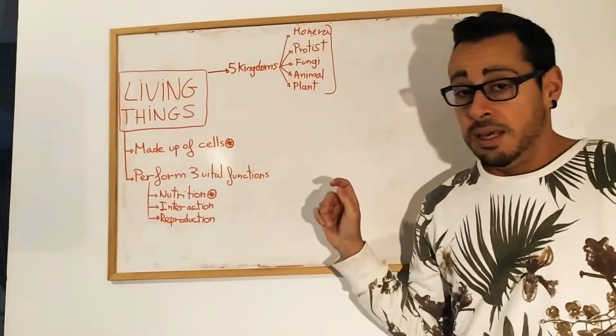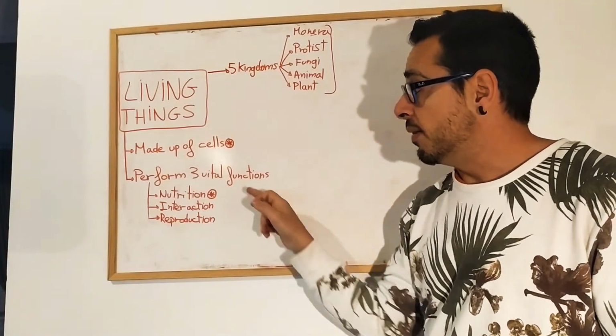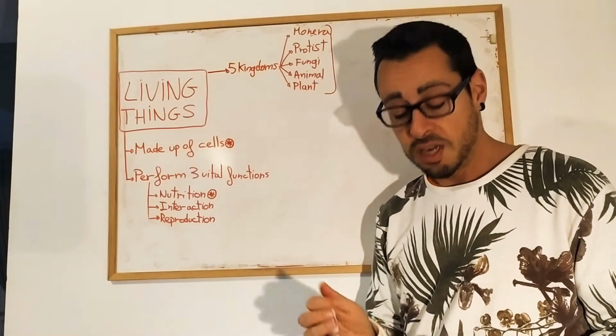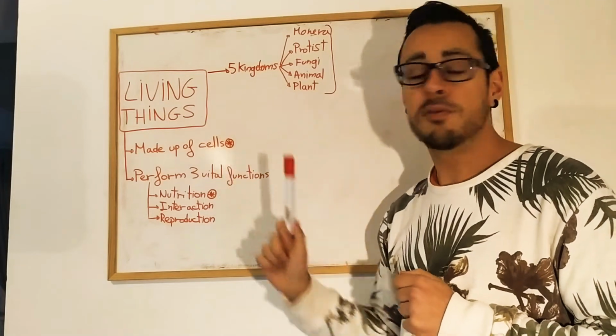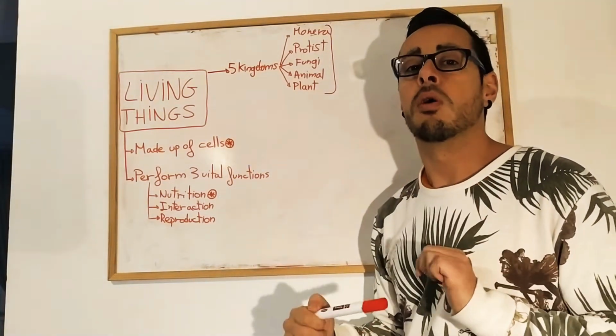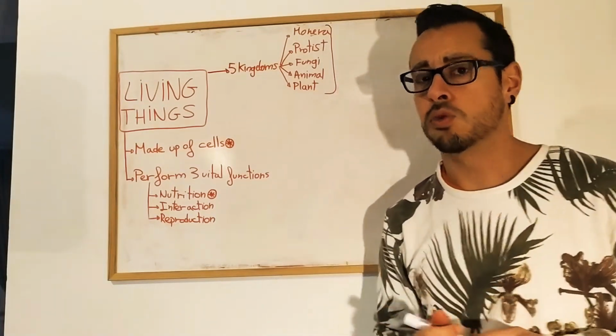Okay. If we take into account that living things are made up of cells and they perform three vital functions, we should say that viruses are not living things. Okay? Because viruses are not made up of cells and they cannot perform the three vital functions. Okay, that's right. So, now, what is a virus?